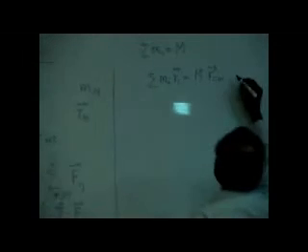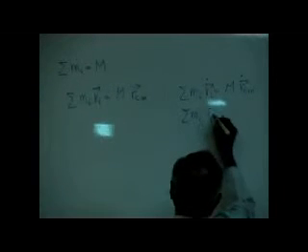Then I get M r_i dot equal to M r center of mass dot, or M r_i double dot is equal to M r center of mass double dot. I will also write a couple more equations.